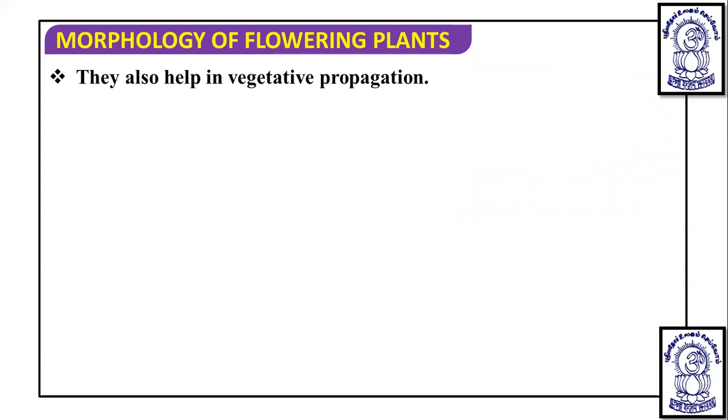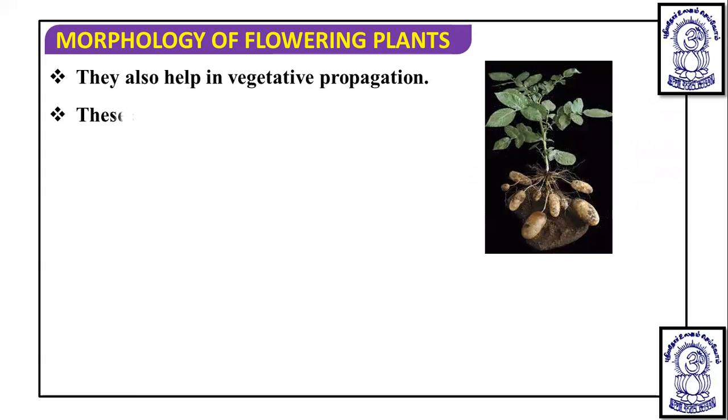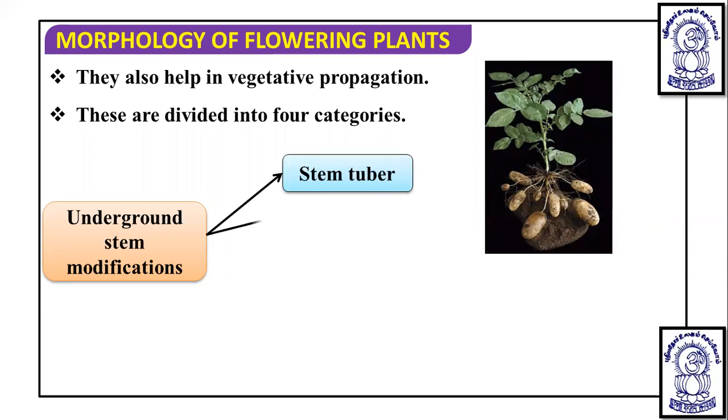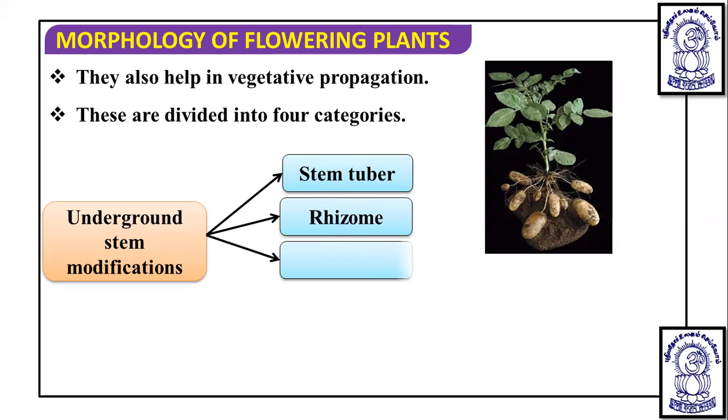Now they also help in vegetative propagation, and these are divided into four categories. The underground stem modifications are stem tuber, rhizome, corm and bulb. These four types of modification are seen in the case of the underground stem.